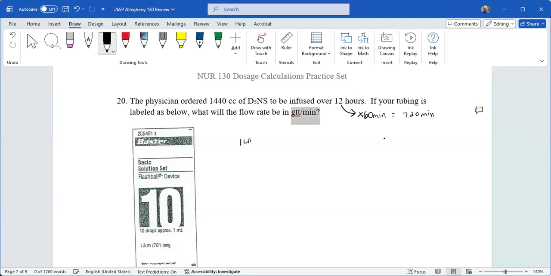Then when I set this up, so 1440, CC and ML mean the exact same thing. So there's no difference there. Over the 720 minutes times my drop factor.